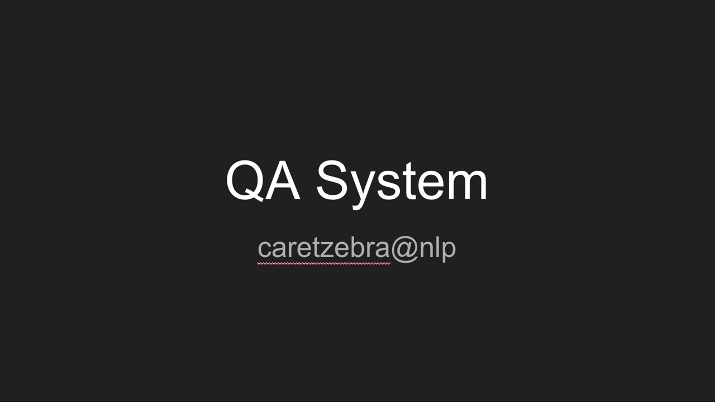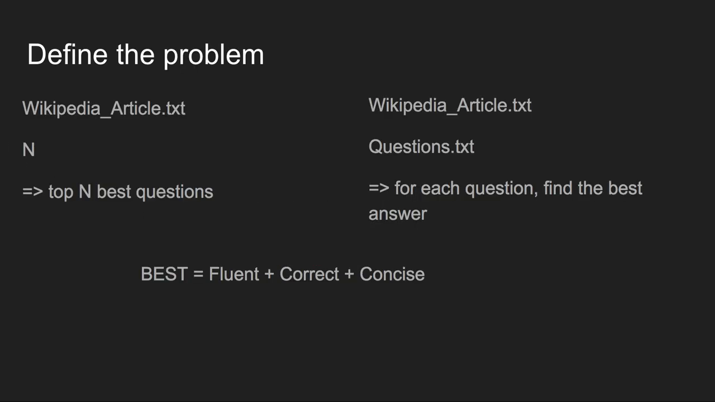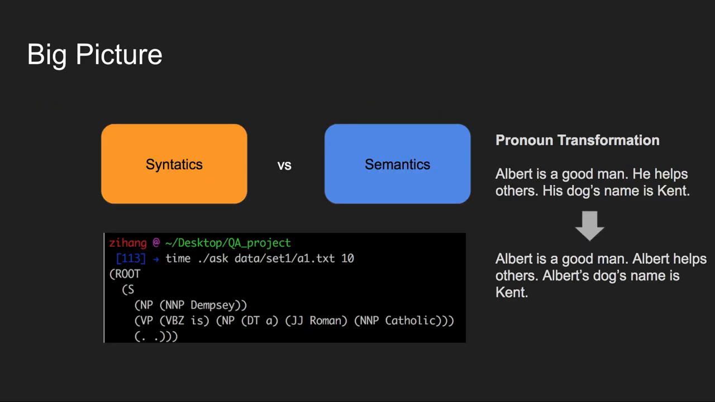I will give a high-level description of how we build our question answering system. There are two tasks. The first task takes a Wikipedia article and returns the top best questions. The second task takes a Wikipedia article and a question file, and for each question we find the best answer. And by best, I mean fluent in grammar, correct (which has to be checked by a human), concise, and does not contain redundant information like prepositional phrases.